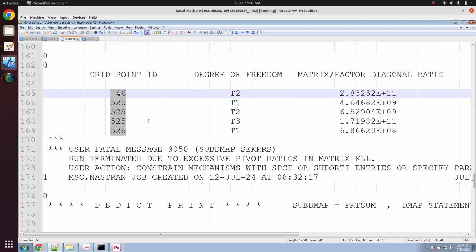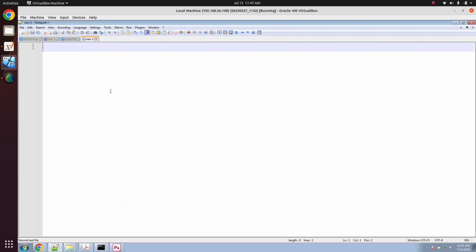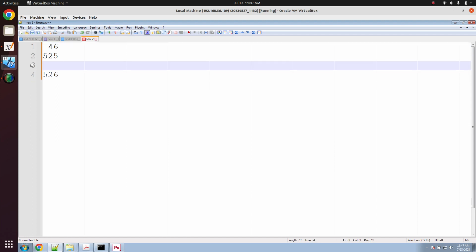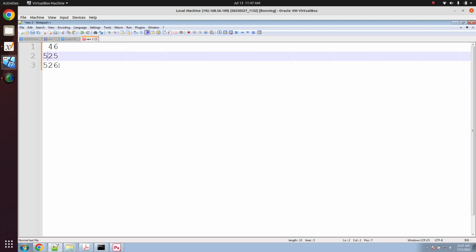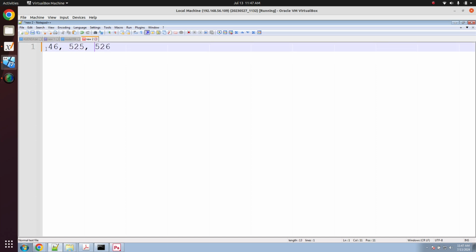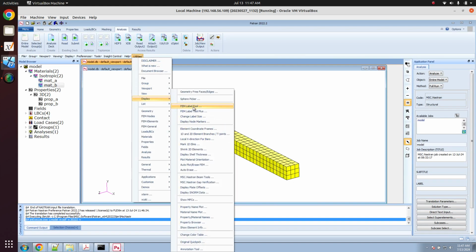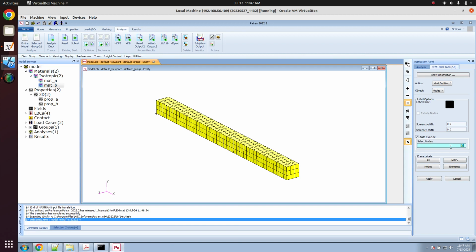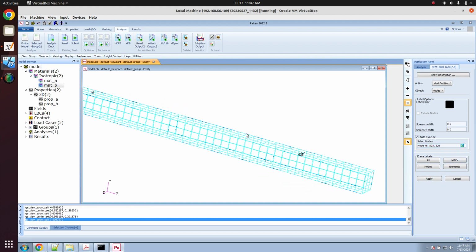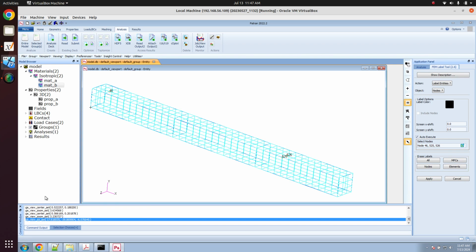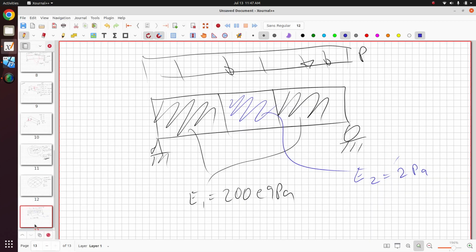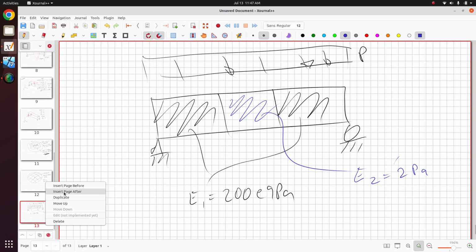Let's go ahead and take those node IDs, those grid IDs, and move them here. So what I want to do is create a list, because we're going to look at the node IDs in Patran. So let's go ahead and display those nodes. I'm going to hide the mesh a little. Okay, so again, find the nodes, then go and do the following procedure.